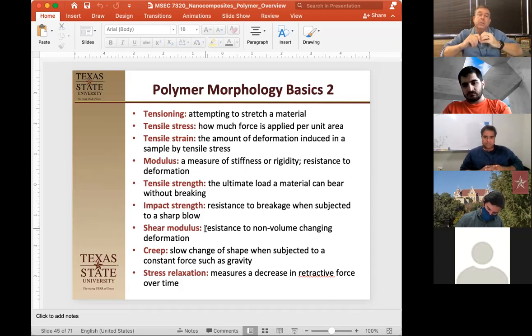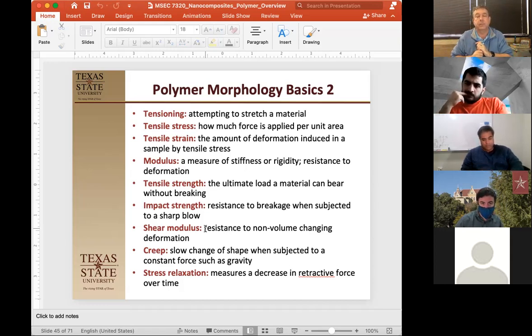The tensile strength is when you've stressed it and strained it so much that it breaks, or the maximum load it'll take before it breaks. That's what we call its tensile strength. So if you imagine you're pulling and pulling, and then it breaks, that load right before it breaks is what we call the tensile strength. Now, tensile strength is all about stretching it, or going in a single axis.